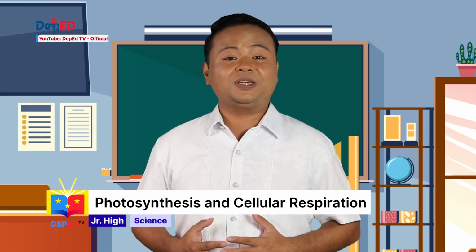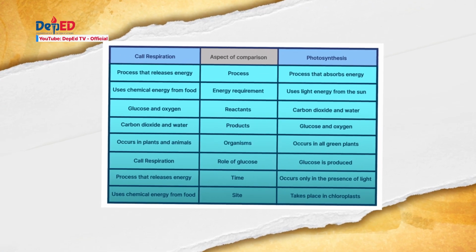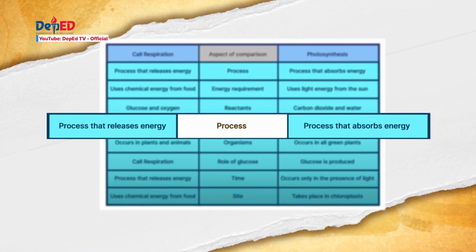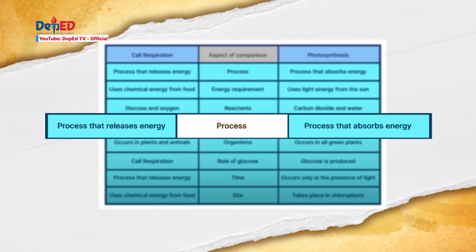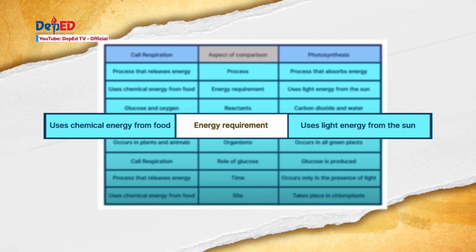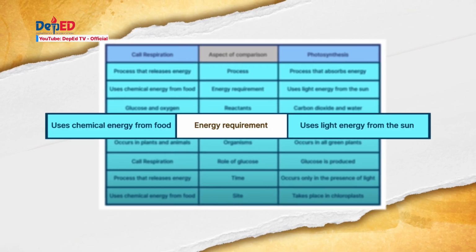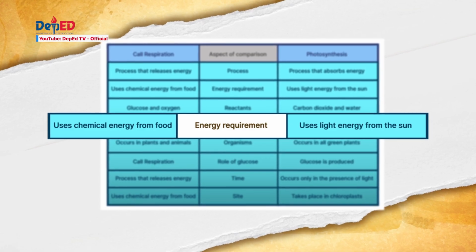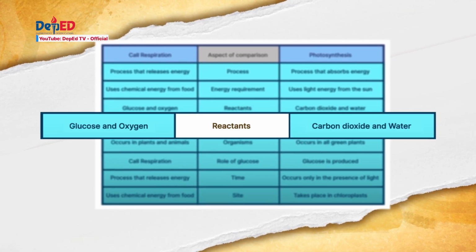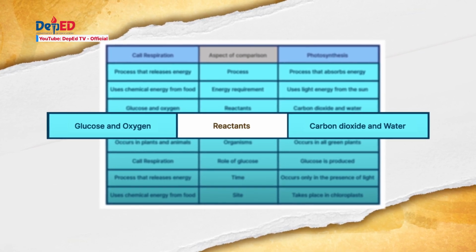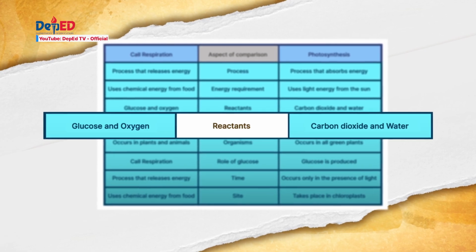Now, let us compare cellular respiration and photosynthesis. In terms of process, cellular respiration is a process that releases energy, while photosynthesis is a process that absorbs energy. In terms of energy requirement, cellular respiration uses chemical energy from the food, while photosynthesis uses light energy from the sun. In terms of reactants, cellular respiration uses glucose and oxygen, while photosynthesis uses carbon dioxide and water.